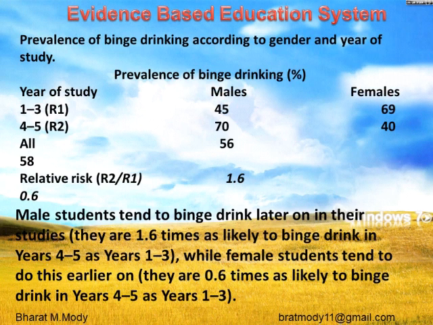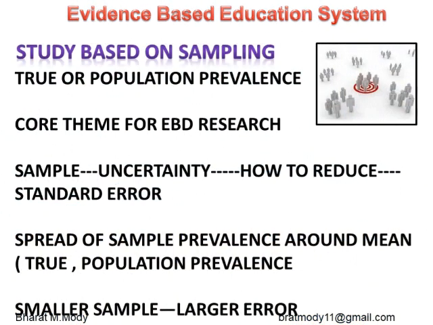Prevalence of binge drinking was compared between the first year and between the first 3 years and the fourth year in both males and females. As you can see, male drinking was much more in the later stages, that is the fourth and fifth year, whereas in females it was more in the first year. Binge drinking in the males, 1% more likely to binge drink than in fourth. So here what you are trying to do is you take the sample size.